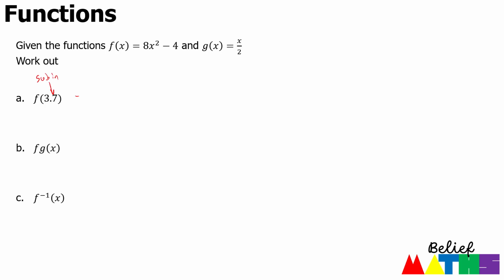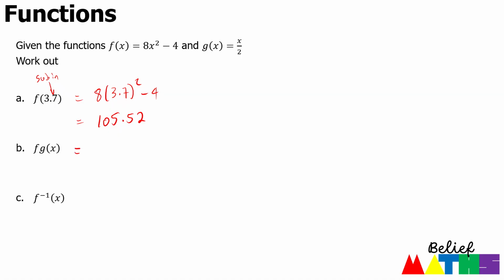So therefore that's going to give us 8 times 3.7 squared minus 4. And we have a calculator, so we can just sub that straight in. 3.7 squared minus 4. And that gives us an answer of 105.52.